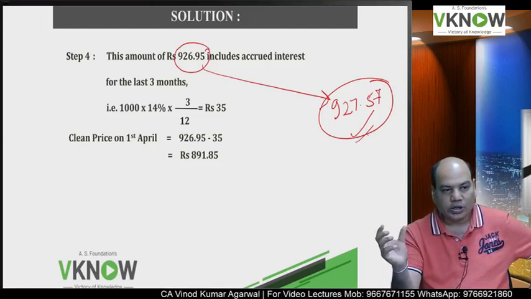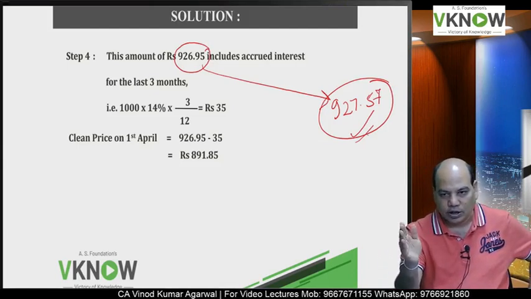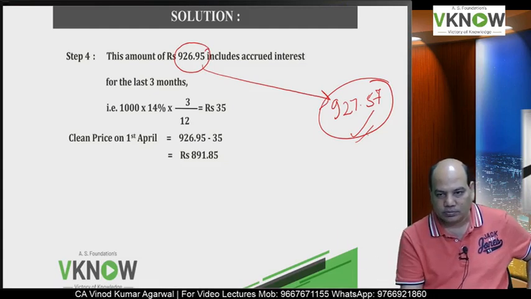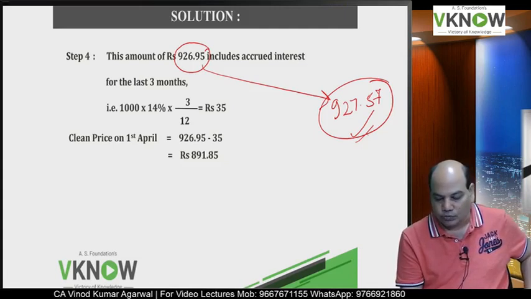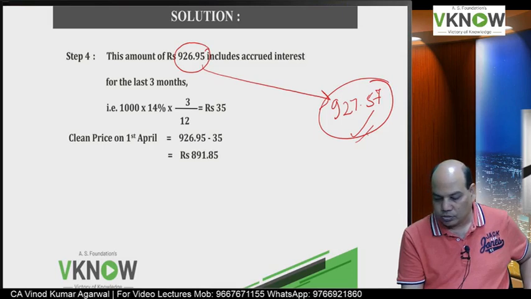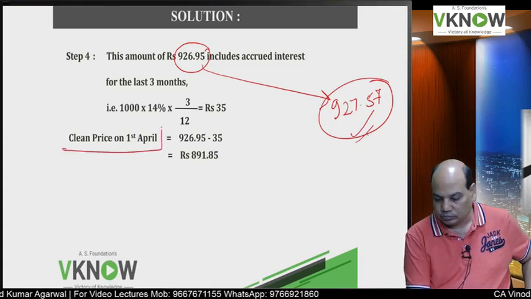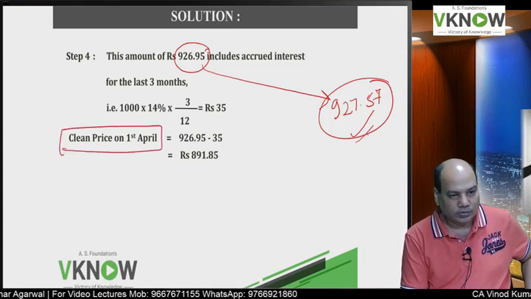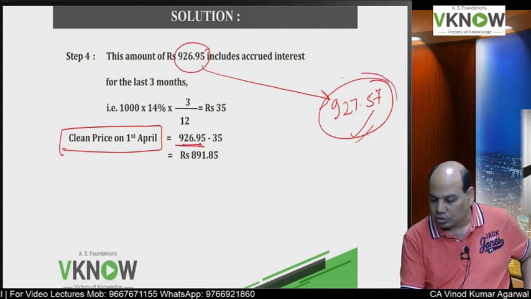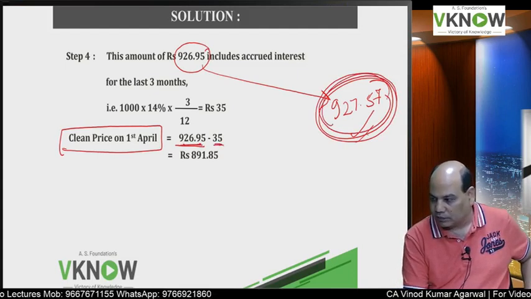So what is the accrued interest? Accrued interest will be calculated using coupon rate on face value, like your accounts classes, 1000 into 14% into 3 by 12. 35 rupees. So now write down clean price on 1st April. Clean price on 1st April will be dirty price, whatever you got, you write it here, minus 35.